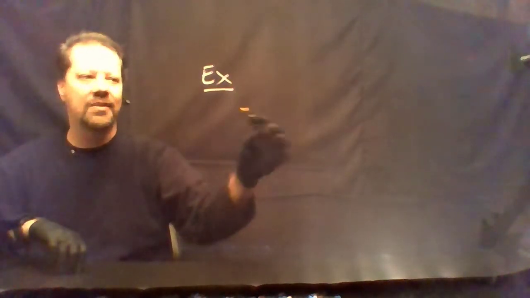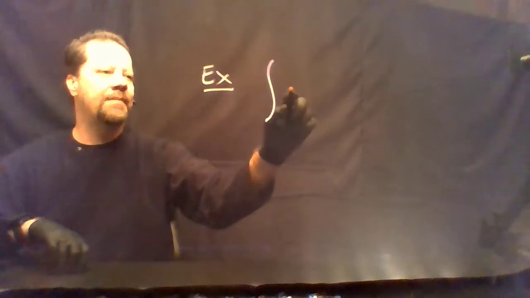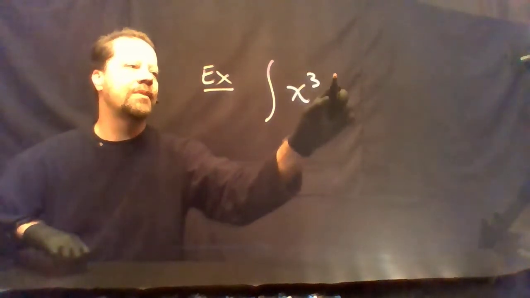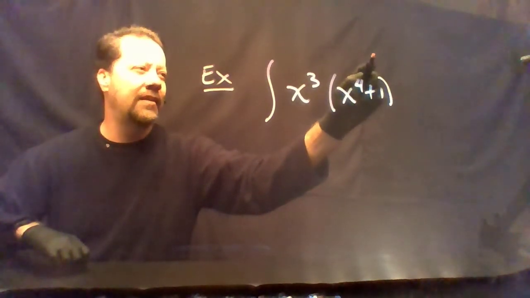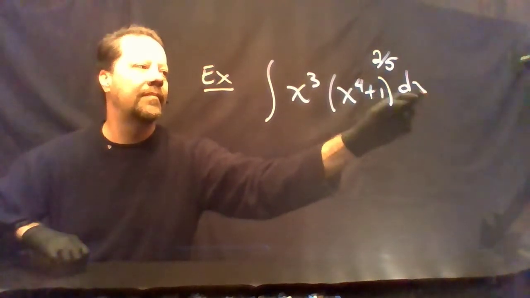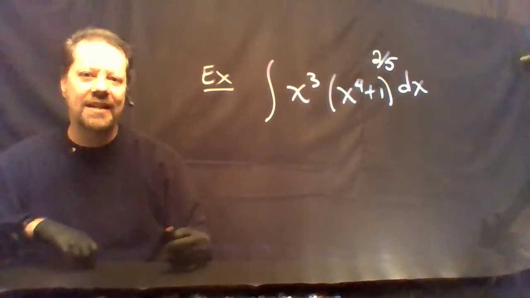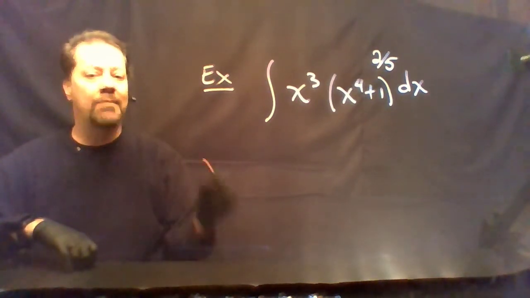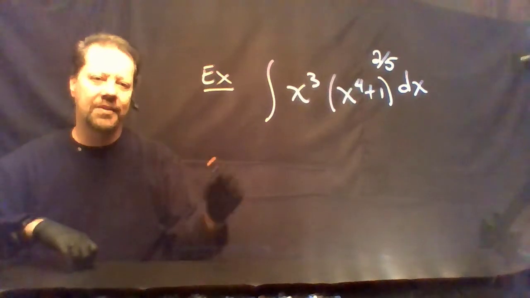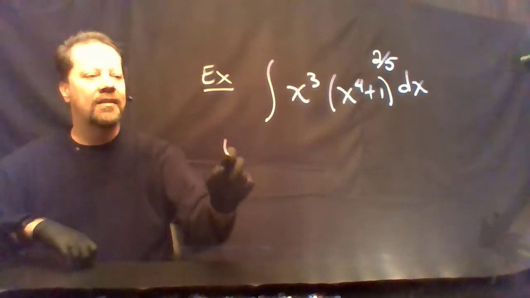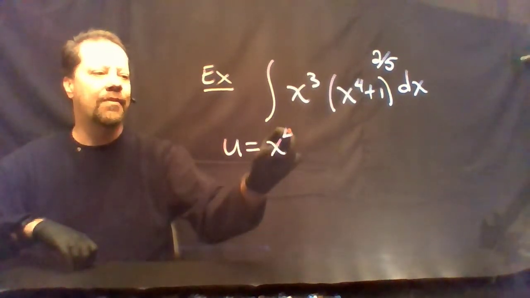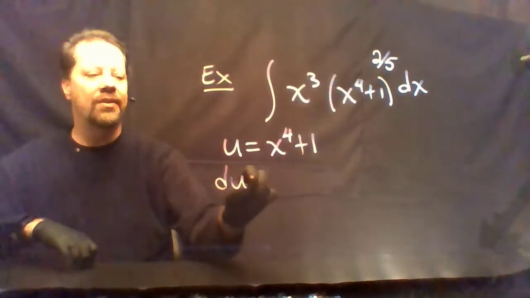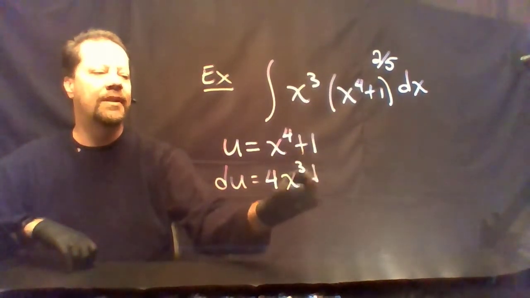Let me give you another example where we have to fix one of the constants. Let's suppose I'm integrating x cubed times x to the 4th plus 1 to the power of, let's say, 2/5. We don't exactly have the derivative of something lying around, but we do almost, in the sense that there's a constant factor missing. Nonetheless, we can always fudge those constant factors. We'll set u equal to x to the 4th plus 1, so that du is 4x cubed dx.